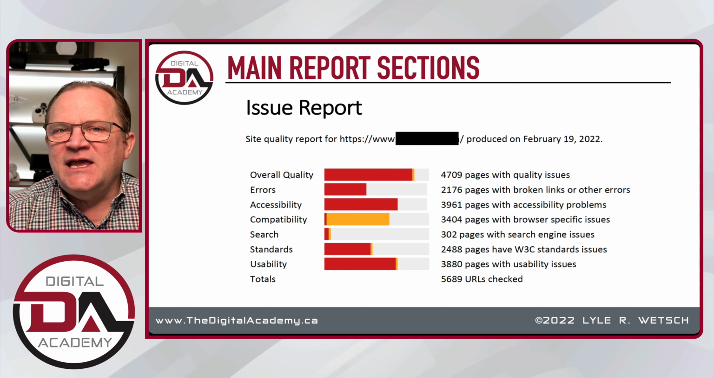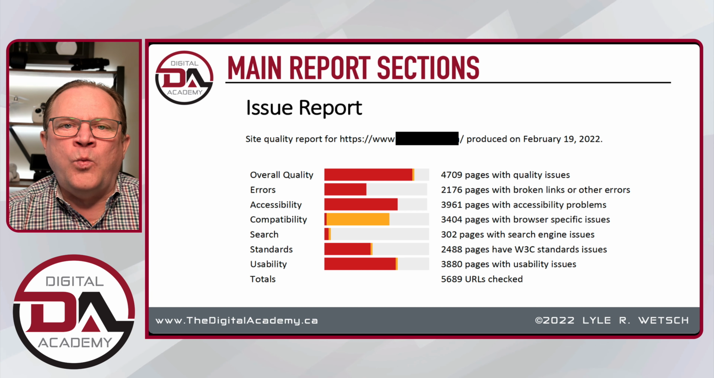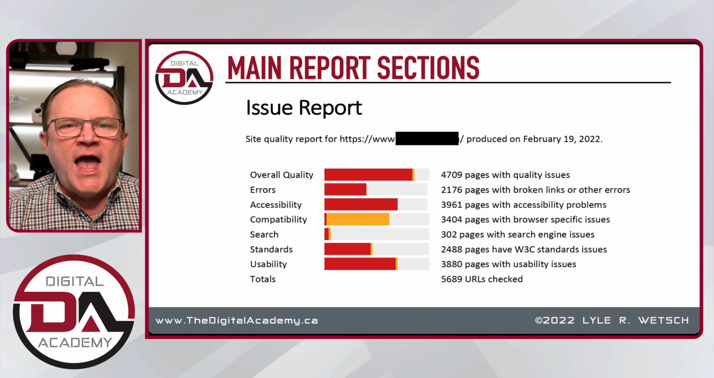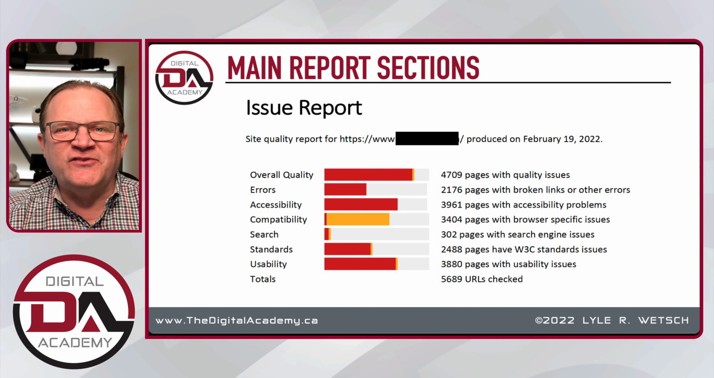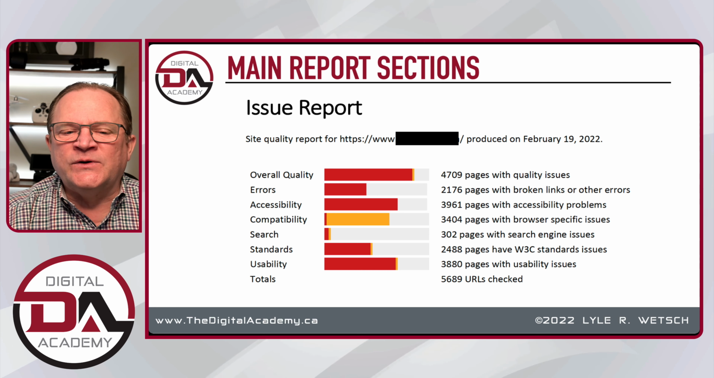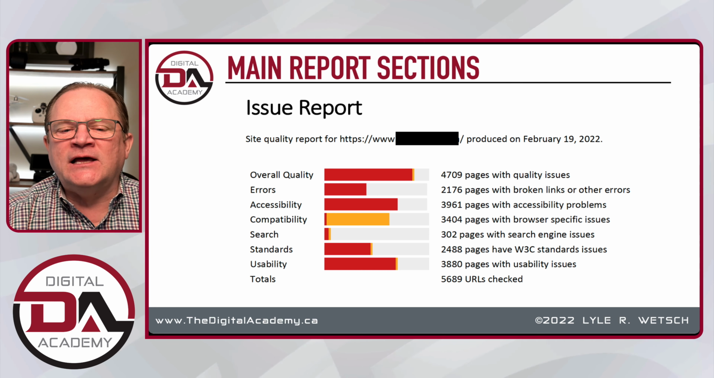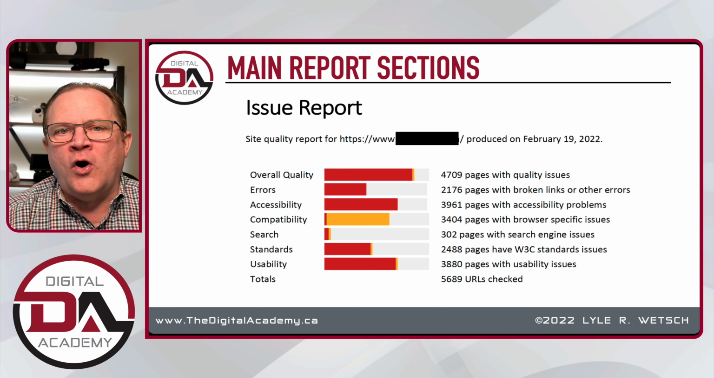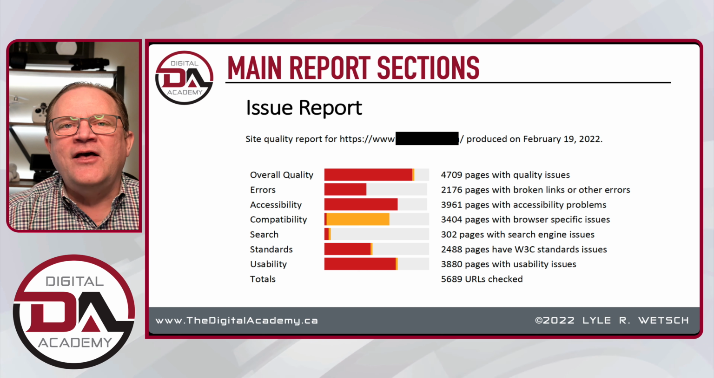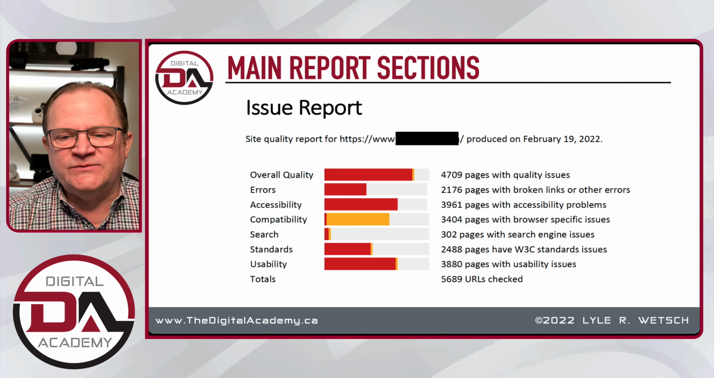Now, when you're looking at this part of the report, one of the things that's important is to get a feel for how the site performs. What are our main challenges? One way to look at that is to take a look at the overall quality section, the very first reporting part that tells you how many pages you had that had quality issues.